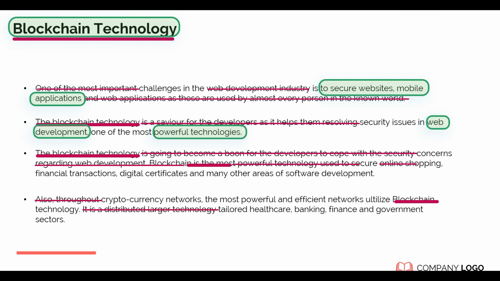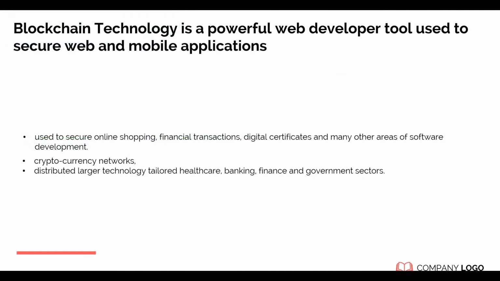And so let's just cut it down to rewrite the message first. So here is our message. Blockchain technology is a powerful web developer tool used to secure web and mobile applications. The text that you see below is just the raw text that we've used after removing a lot of the repetition. But we need to clean it up for the last time. And in fact, if you look at it, it's just highlighting the industries that it's in. So for the final edit, this is what it's going to look like.